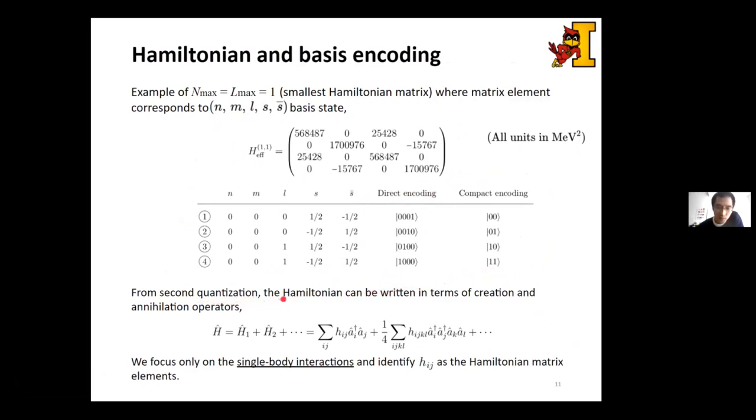From second quantization, the Hamiltonian can also be thought of in terms of creation and annihilation operators. If we focus on only the single-body interactions, we can identify the H_ij as the Hamiltonian matrix element as shown in the matrix here.